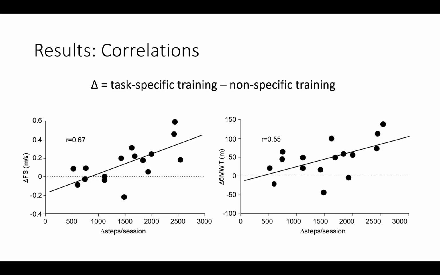outcomes. And at this point, you might be able to guess what the story is, where the more practice walking you get, the more gains you get at walking. So this was true for both the fast overground walking speed and the 6-minute walk test and was statistically significant.